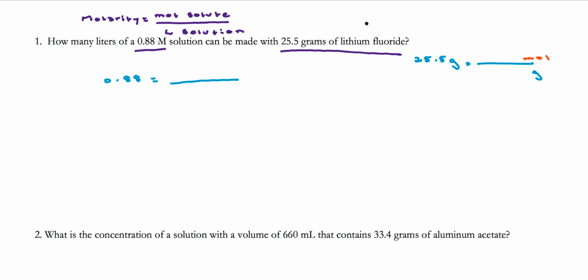So I first need to determine the formula for lithium fluoride. Lithium has a +1 charge. Fluoride has a 1- charge, so this will just be LiF. Okay. So then I'm going to look at the molar mass of lithium, which is 6.941, plus the molar mass of fluorine, which is 18.998. And I get the molar mass of lithium fluoride, which is 25.939. Okay, and that's that many grams per mole.